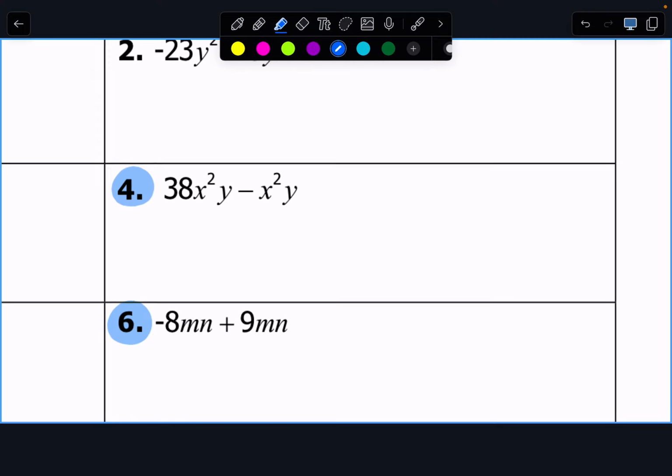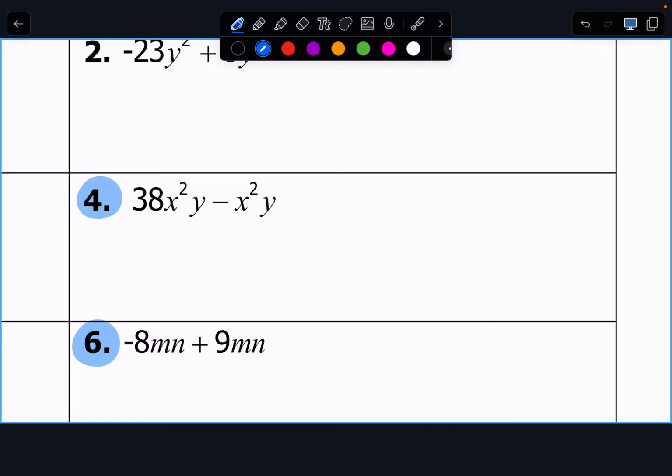All right, thoughts on number 4. Jace, what'd you write down for number 4? I wrote 38. Just 38? David, do you disagree? I put 37. Just 37? You didn't put anything with it? x squared y. Okay. Jace says 38 x squared y. David says 37 x squared y. Who's right?